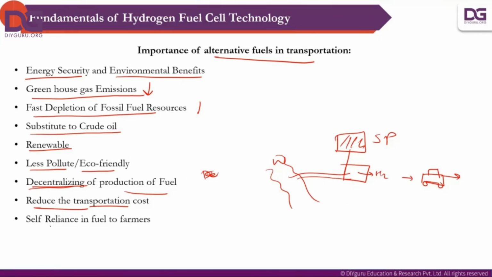Also it will give self-reliance in fuel to farmers. Farmers here means those who are generating this fuel. It can be generated from natural resources, so it gives self-reliance and self-independence in the generation of fuel to farmers.